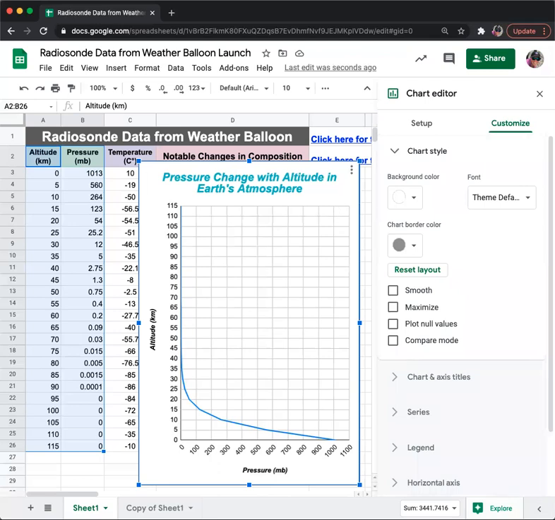So that is how you make your pressure graph for this lab. If you have any questions, reach out to Ms. Berg or a classmate and enjoy.